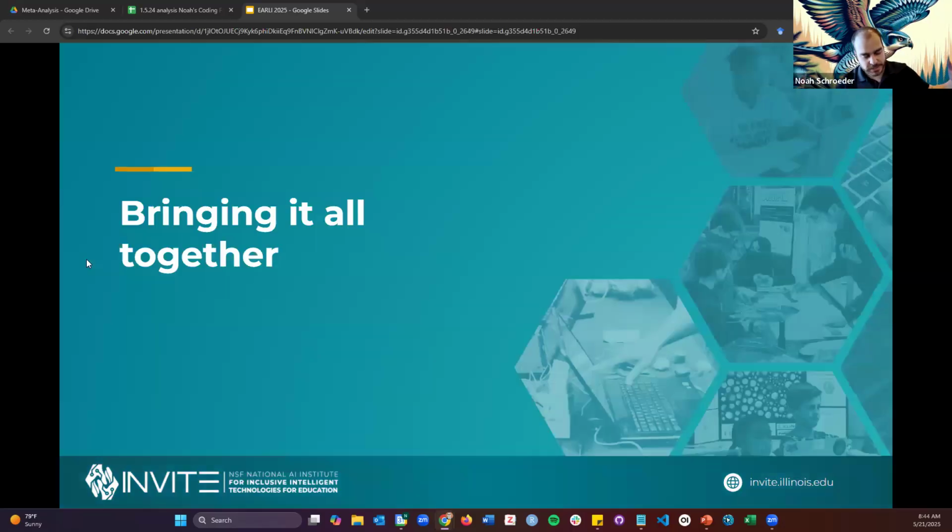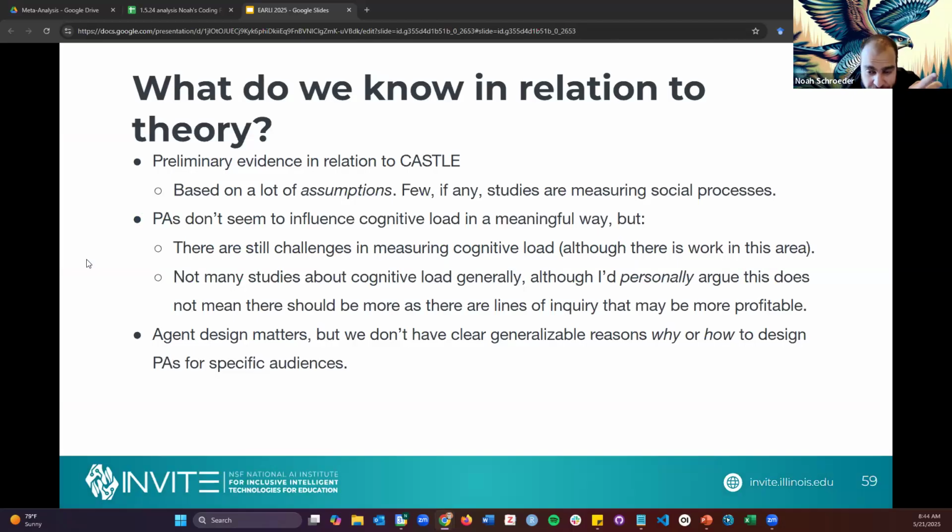All right, so let's take a step back and think about, what does all of this mean together? Well, in relation to theory, we see preliminary evidence for CASTLE, but it's based on so many assumptions right now. I don't mean the theory, I mean our evidence being related to CASTLE is based on assumptions, because few, if any, studies were actually measuring social processes.